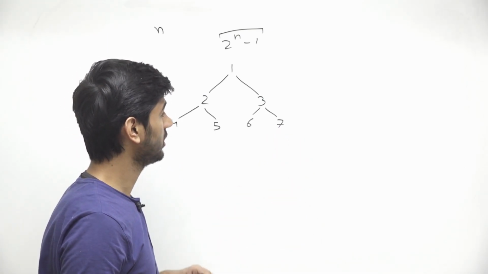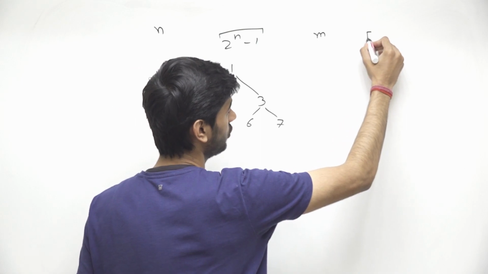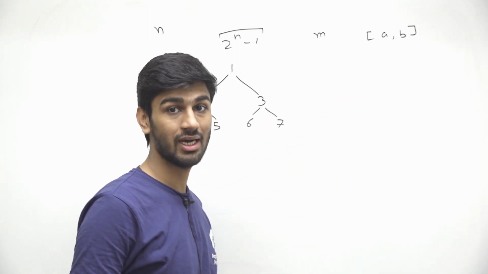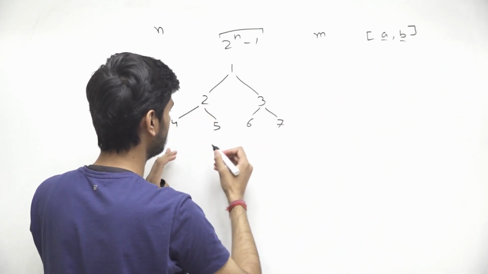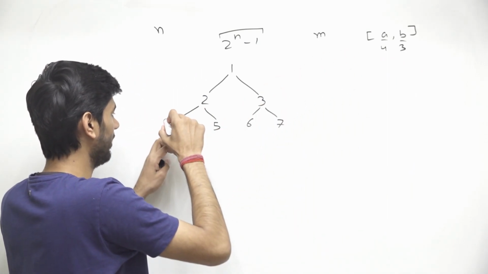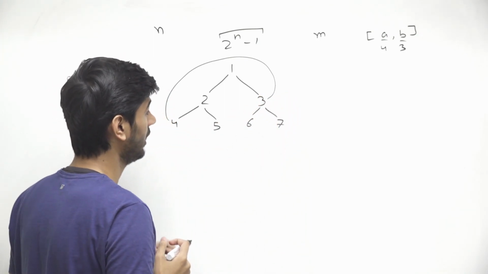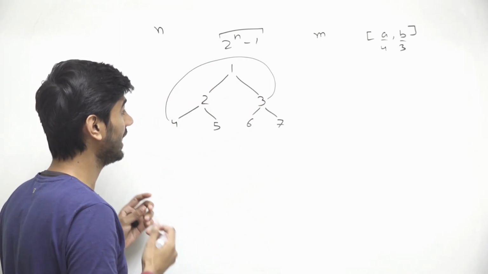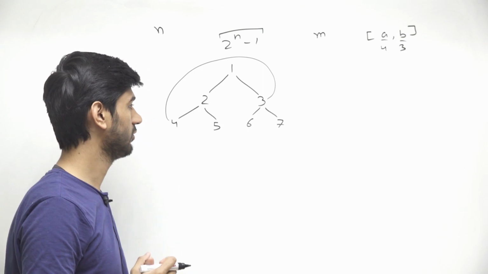Now the question says that we will be given m queries, where each query will have two integers, let's say a and b. These two numbers represent an edge to be created between those two nodes. Right now we have a tree, and for a given query we will have two values, for example 4 and 3. This means we have to create an edge between node 4 and node 3. It will create a cycle, and we have to find the length of this cycle. This is what we have to return for a particular query. So this is what the question says.